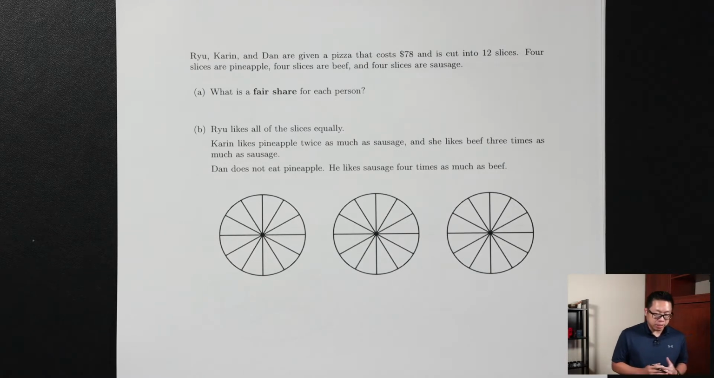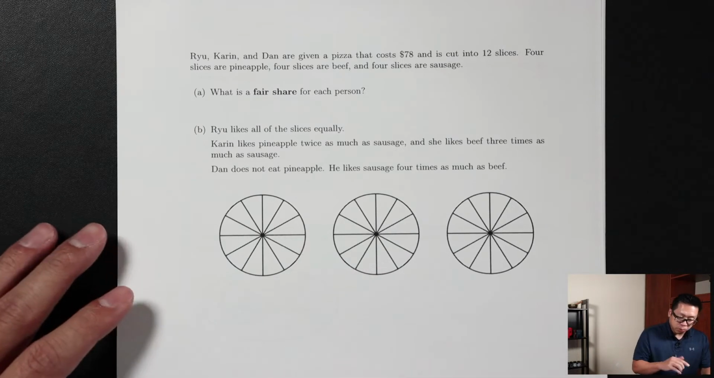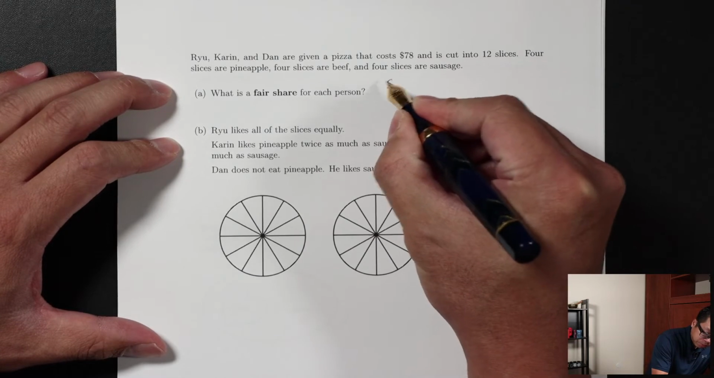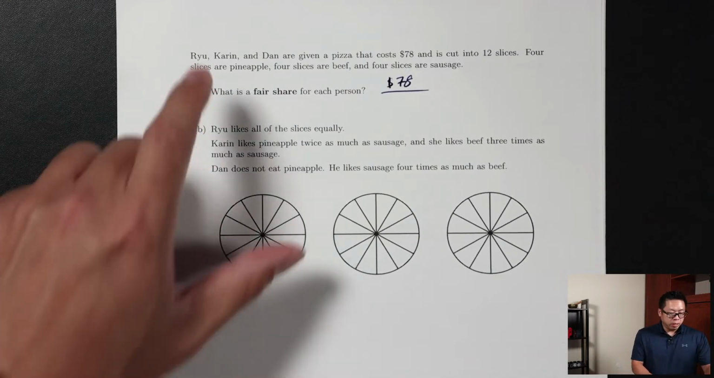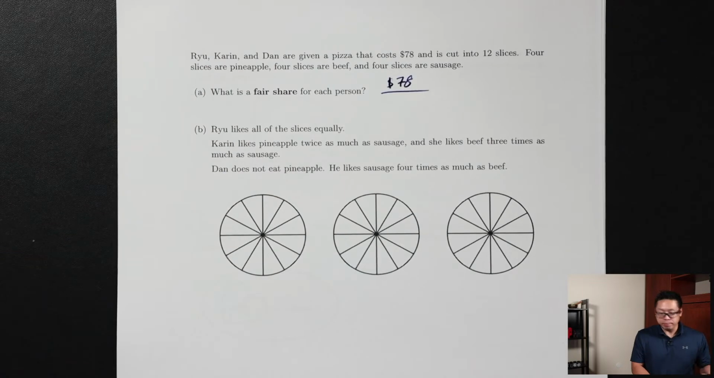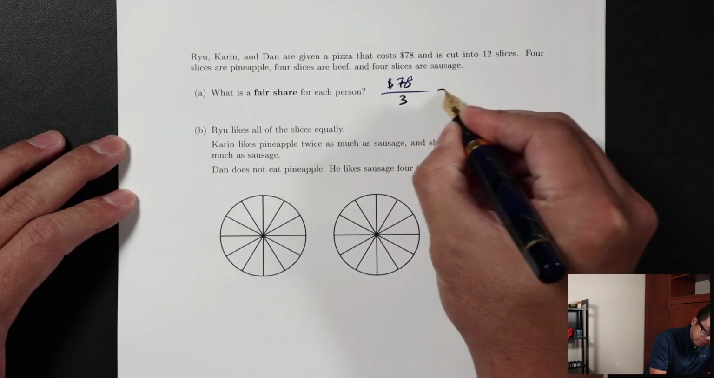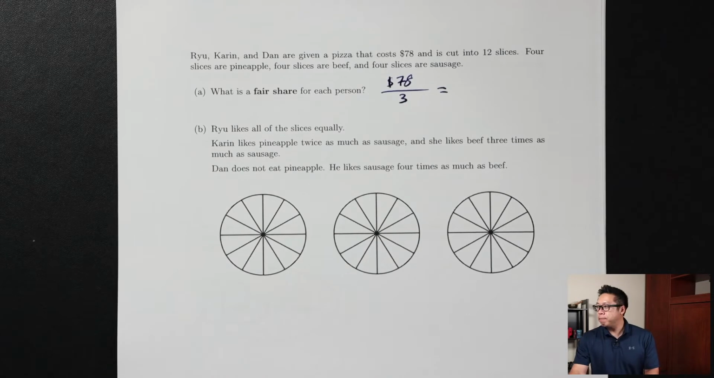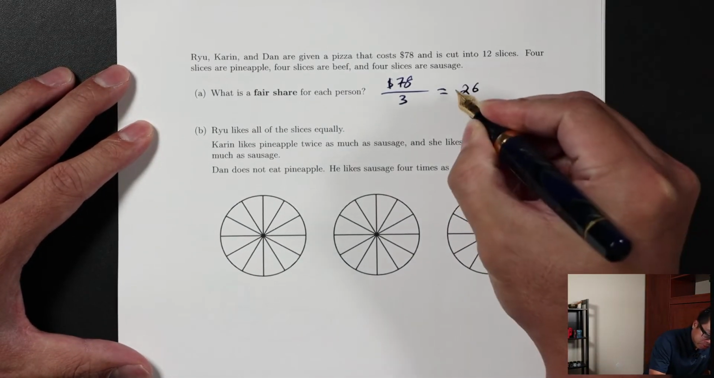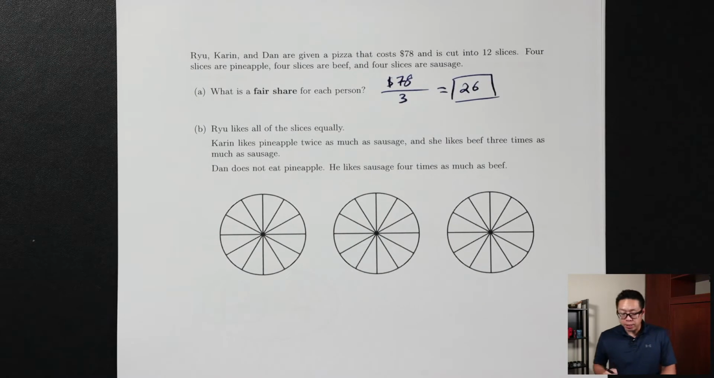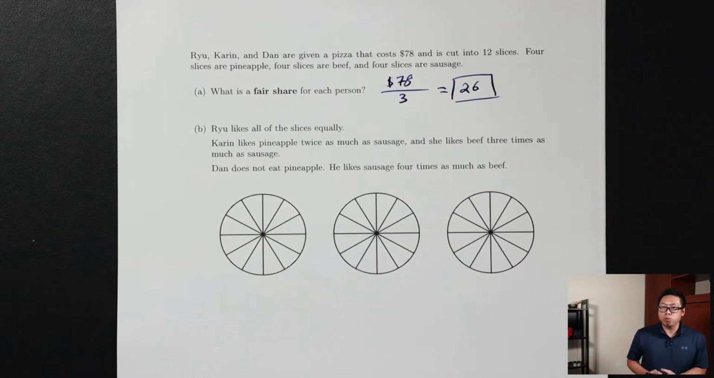So fair share, again, is how much pizza does each person deserve? So we'll take the total value of the whole pizza, which is $78. And then we're going to divide it by however many people we're sharing this among. So how many people are sharing this pizza? Ryu, Karen, Dan, 3. So we're going to divide this by 3. 78 divided by 3 is 26. And what that means is that each person deserves $26 worth of pizza.